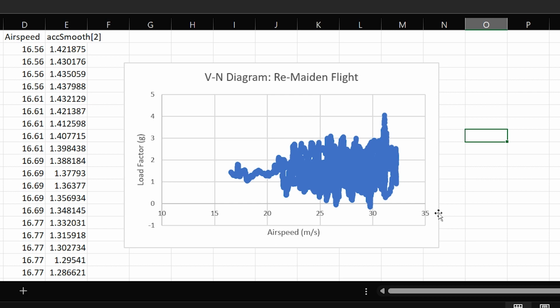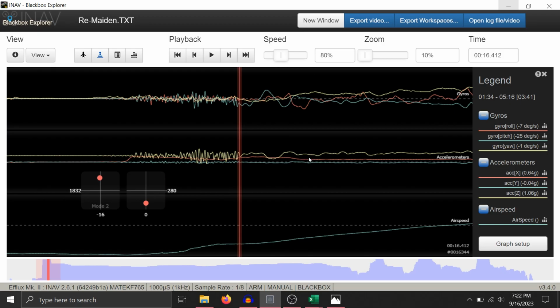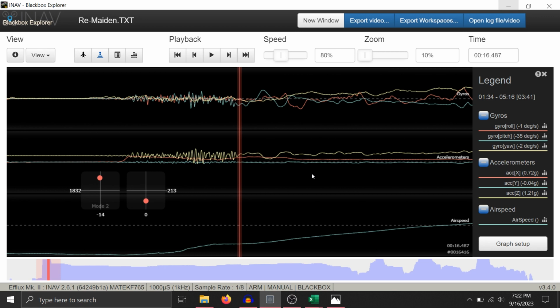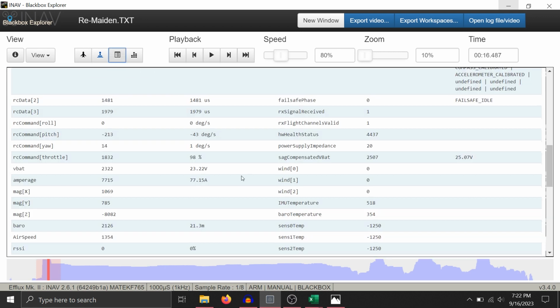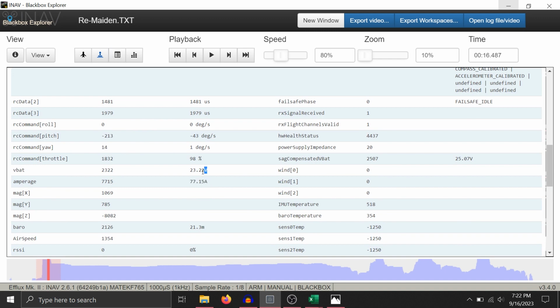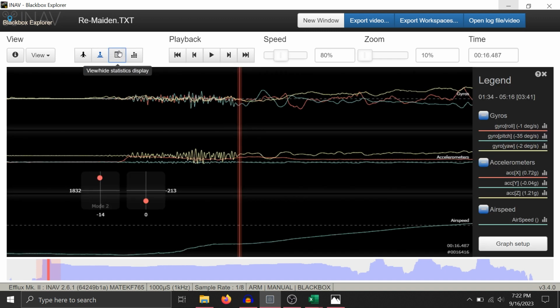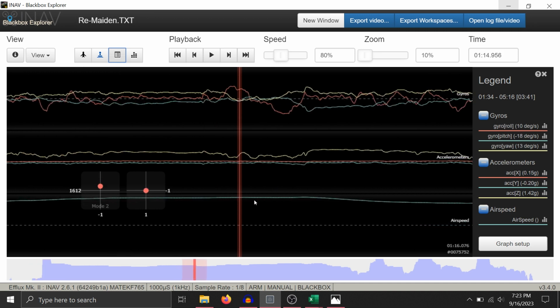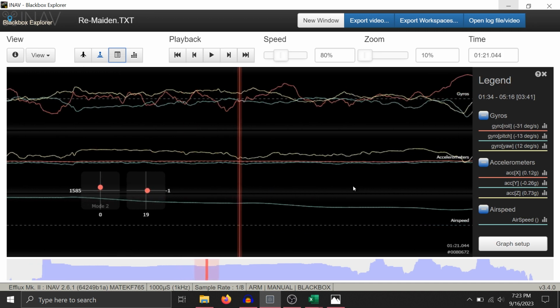Second flight is pretty much the same envelope, a bit more tame on the G's, not any excursions from the real flight envelope, keeping it out to about the same speed, same top speed. That looks like a 2.5 second takeoff roll, maybe like 2.6, 2.7 seconds. And if we look at our statistics, we're pulling 77 amps at 23 volts, so it's like 1,700, 1,800 watts, making plenty of power.